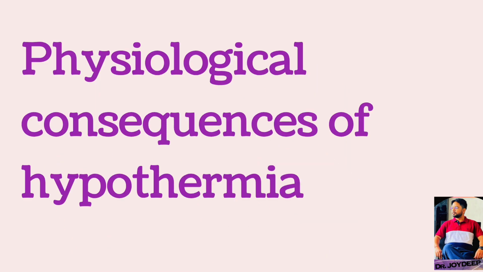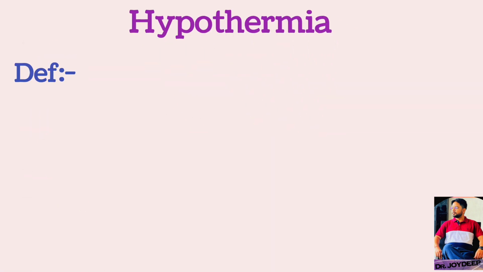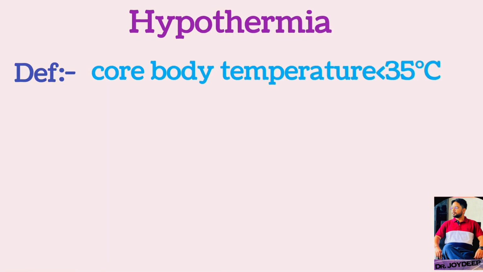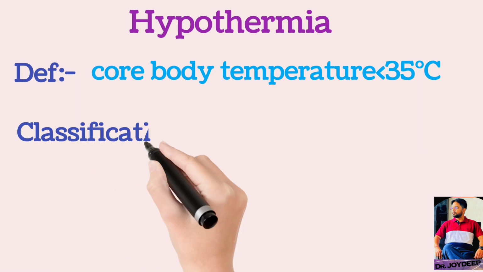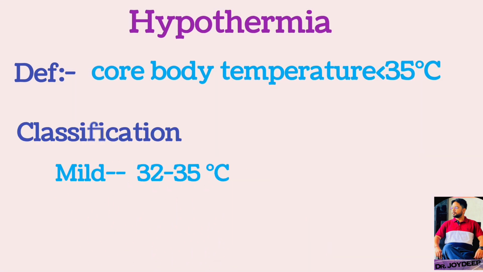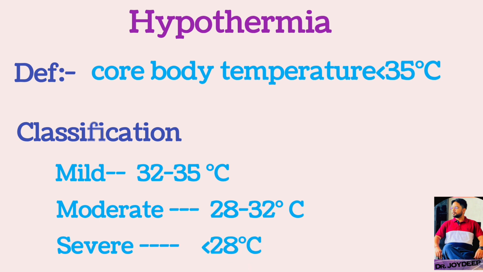Physiologic consequences of hypothermia. Hypothermia is defined as a core body temperature of less than 35 degrees centigrade. It is often further characterized as mild, moderate, and severe. When the temperature is between 32 and 35 degrees centigrade, it is called mild hypothermia. When it is between 28 and 32 degrees centigrade, it is called moderate hypothermia. And when the core body temperature is less than 28 degrees centigrade, it is called severe hypothermia.